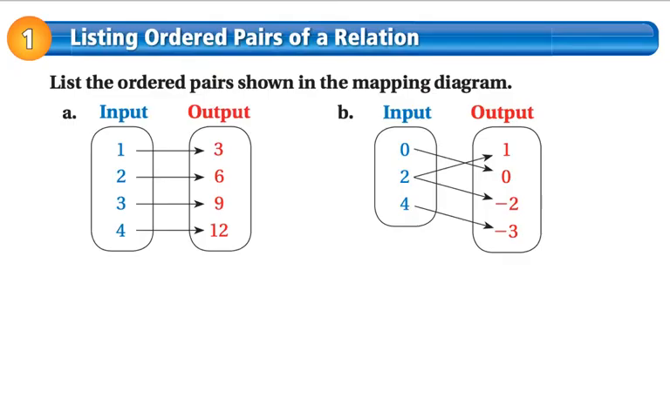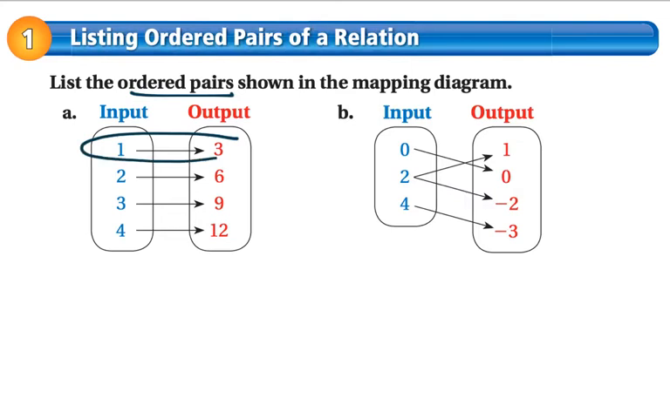Okay, in example 1 here, again, we're going to be listing ordered pairs of a relation. When we say relation, which is just made of inputs and outputs, we can think about it like a relationship. In other words, how are these two values interacting with each other? So we're going to list ordered pairs, meaning an x and y pair shown in this mapping diagram. Again, a relation is just one input with whatever output happens as a result of it.